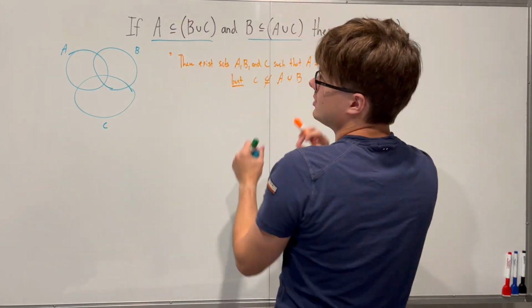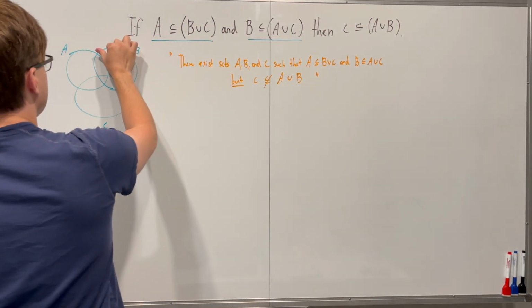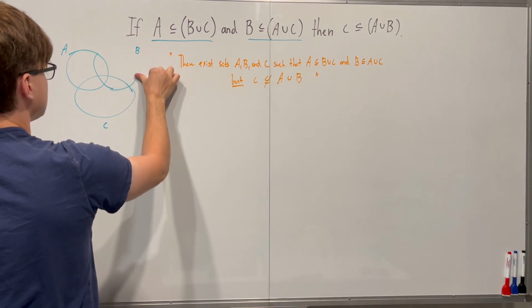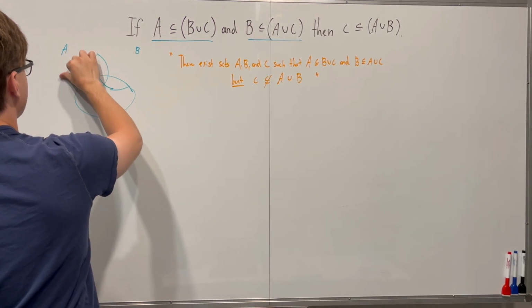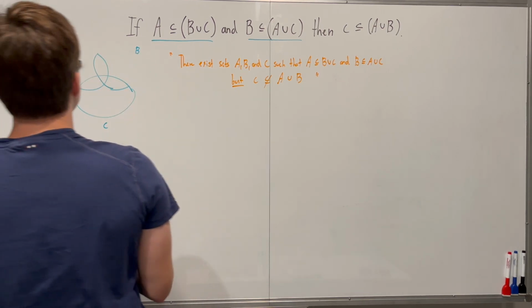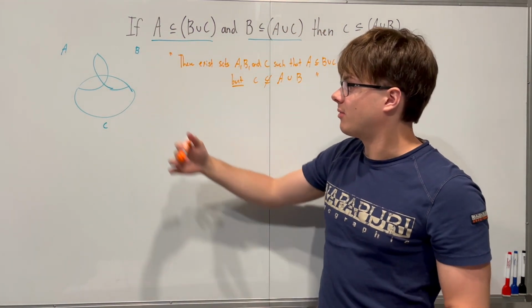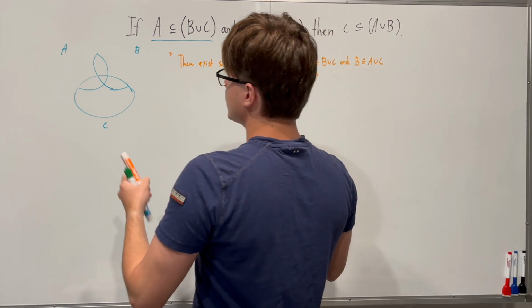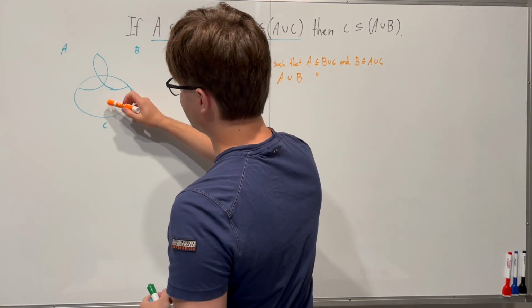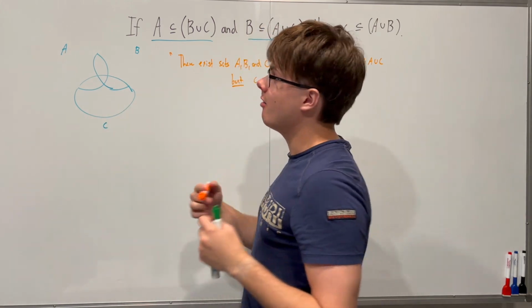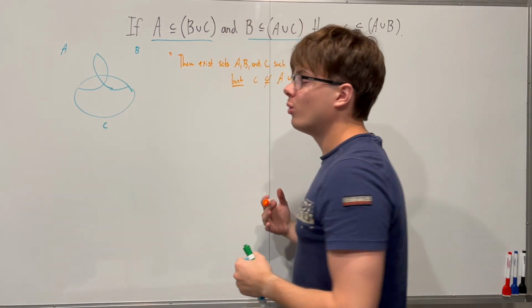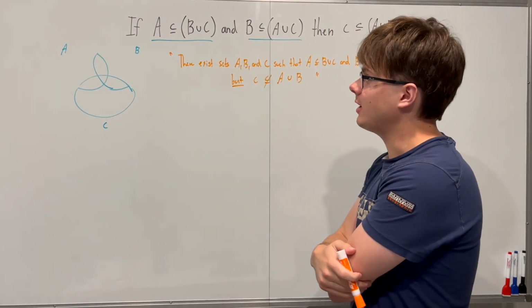What does it mean for these two conditions to be true? Well, as we saw, it means that we can't have this region exist, so we can erase this. And we can't have this region exist, so we can erase this. So it means that our set ends up looking something like this, right? So all we need to do is come up with a set C where there's going to be elements in C that are not in A or B. What is the simplest example we can think of?